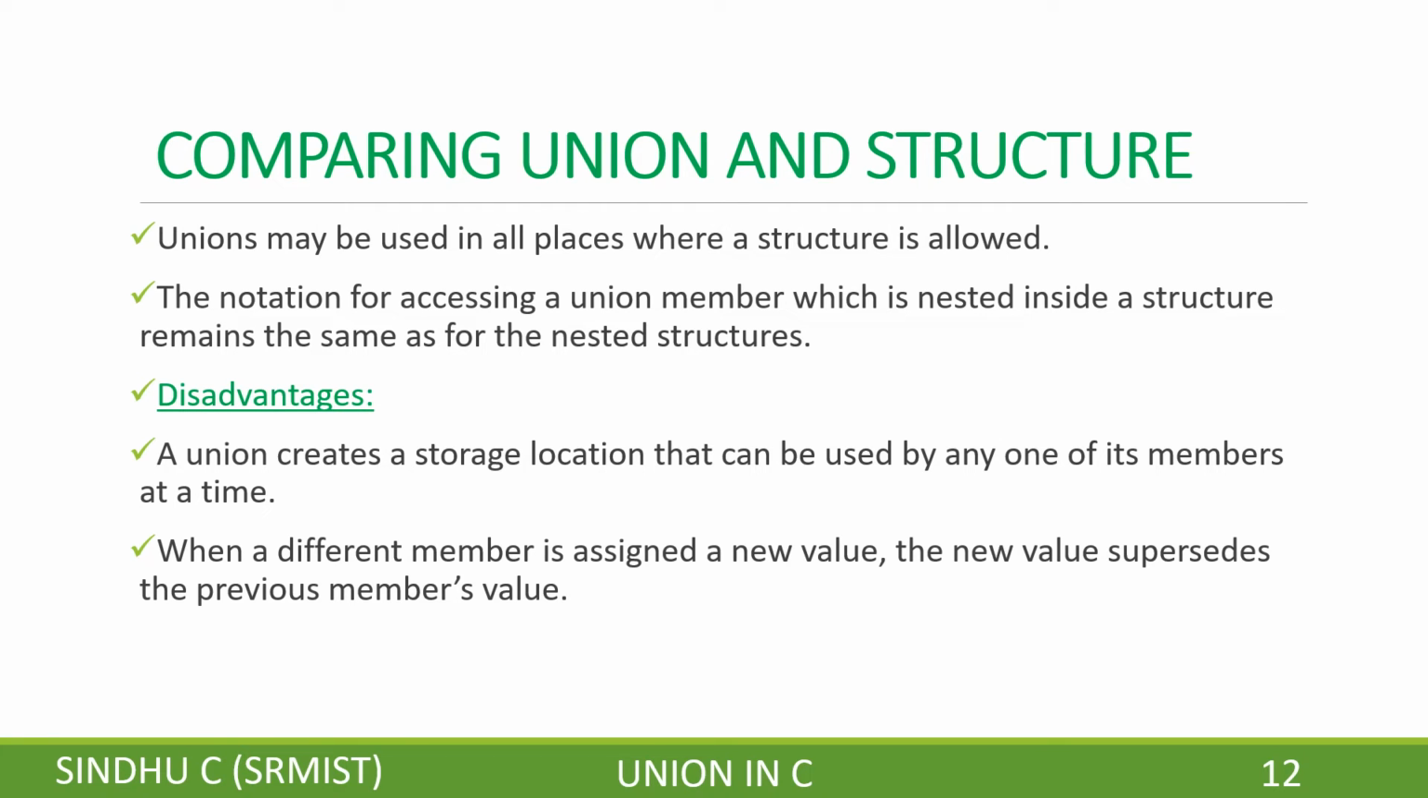The other points that you might have to know about unions: unions may be used in all places where a structure is allowed. The notation for accessing a union member which is nested inside a structure remains the same as for nested structures. However you use a nested structure, the same way you can use union and structure. Then a union creates a storage location that can be used by any one of its members at a time. That is, only one member can access it at a time. When a different member is assigned a new value, the new value supersedes the previous member's value. That is what we saw in the previous slide.